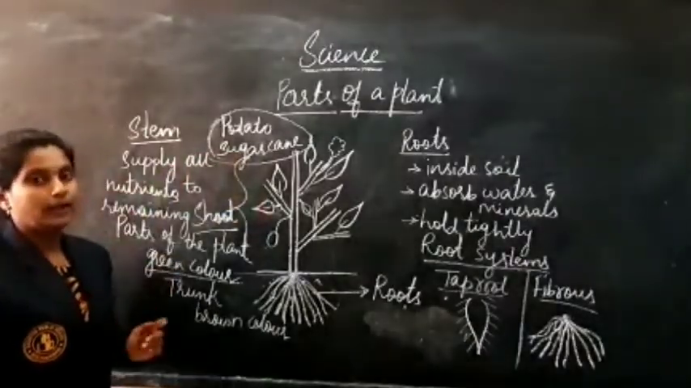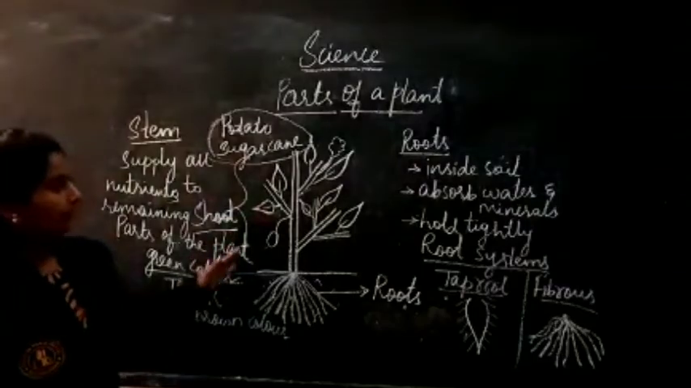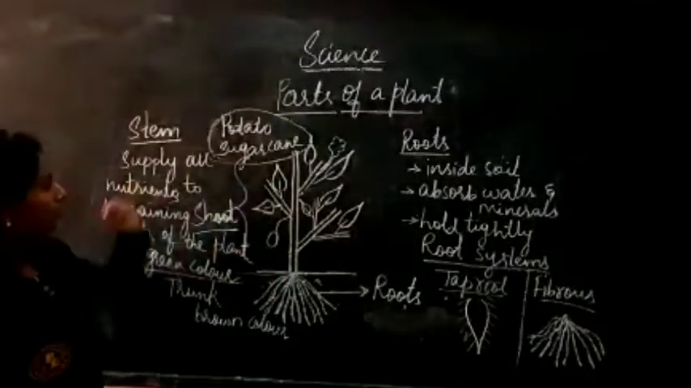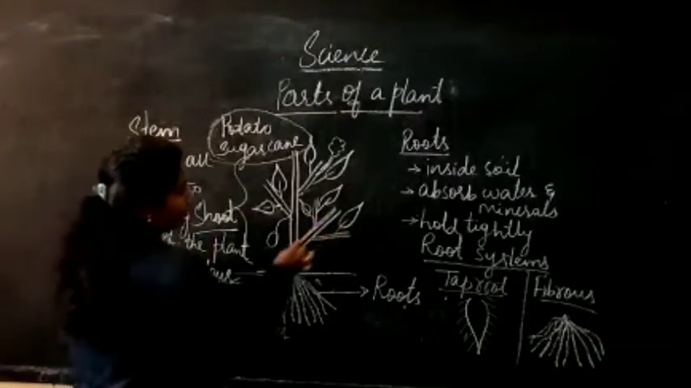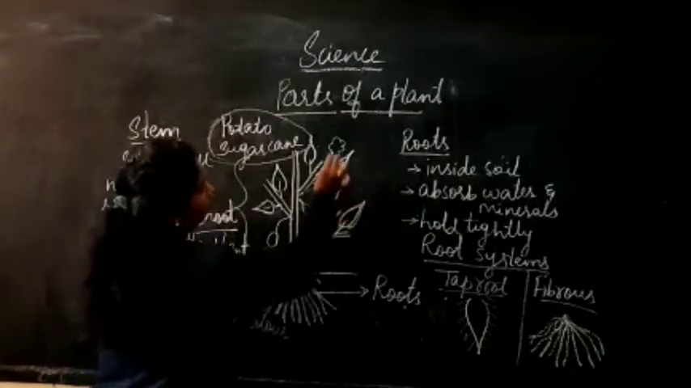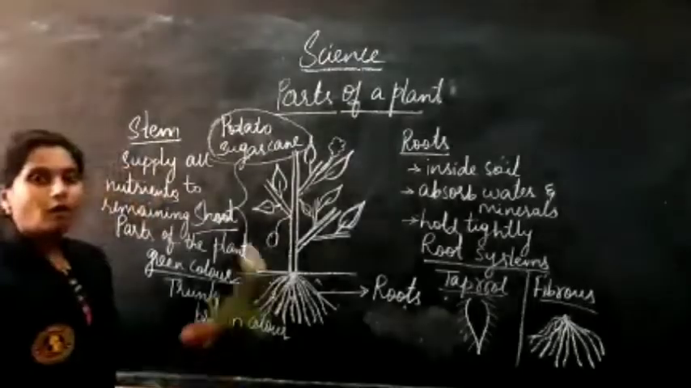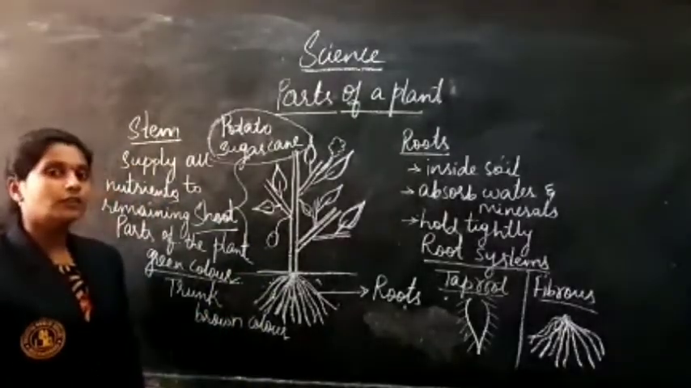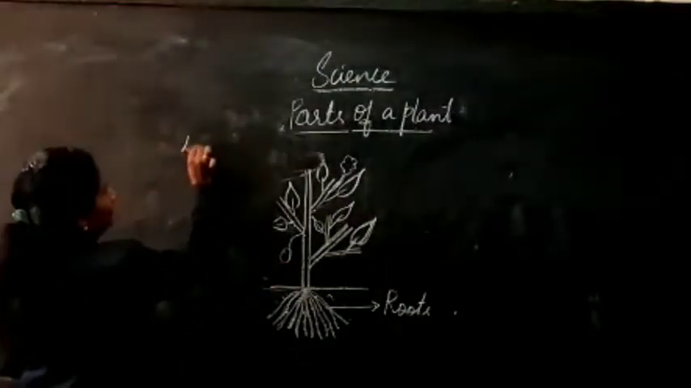Whatever sugarcane we are eating, that is the stem of the plant. Next, one more important point: the stem holds the branches, leaves, flowers and the fruits. All the other parts of the plant we can see on the stem itself. So next part we are going to see, the next part of a plant is the leaf.